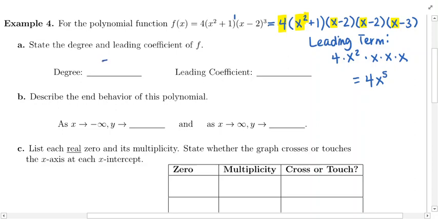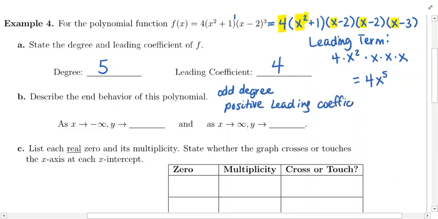So that means we have a degree 5 polynomial. That's the highest power of x, and the leading coefficient is positive 4. So in this situation, we have an odd degree again, and we have a positive leading coefficient. Okay, so from this information, we can determine the end behavior.